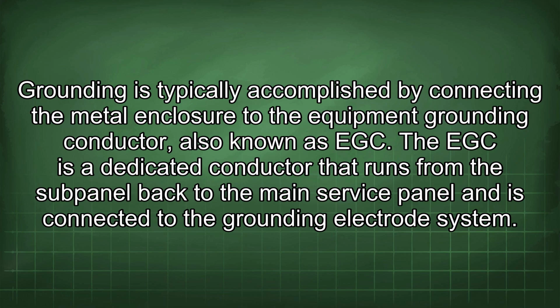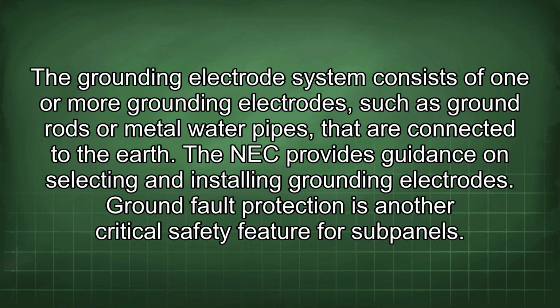The EGC is a dedicated conductor that runs from the subpanel back to the main service panel and is connected to the grounding electrode system. The grounding electrode system consists of one or more grounding electrodes, such as ground rods or metal water pipes, that are connected to the earth. The NEC provides guidance on selecting and installing grounding electrodes.